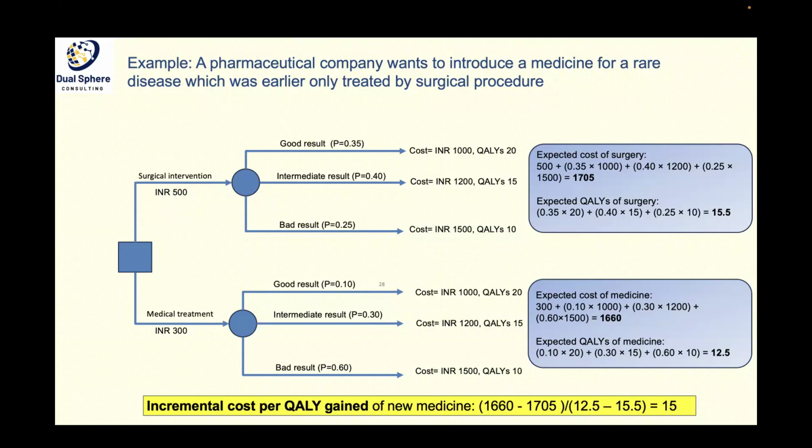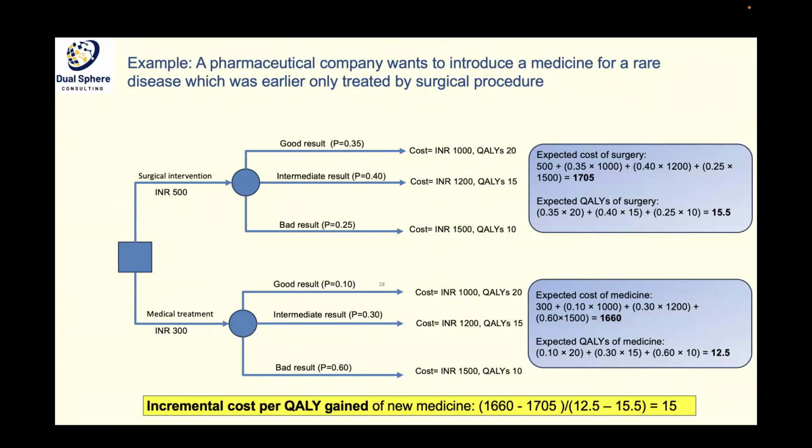So I have mentioned the cost: if the result is good, the overall cost was 1,000. With intermediate results, you have 1,200. Then for bad results, the cost was 1,500. Similarly for the other arm. Now the QALYs are also mentioned: 20, 15, and 10. So for bad results, the QALY gain is 10, for intermediate results the QALY gain is 15, and for good results the QALY gain is 20.